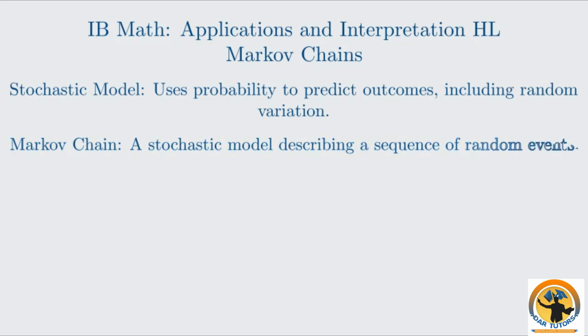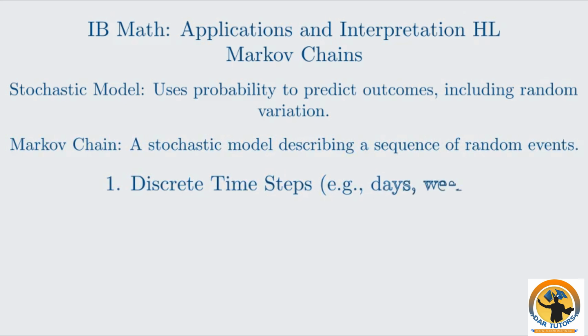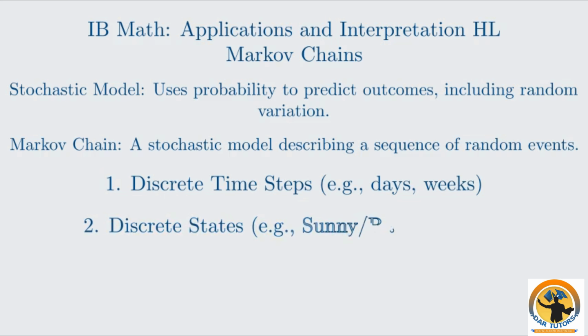It has three core characteristics. First, time is measured in discrete steps, like days, weeks, or years. It's not continuous. Second, the possible outcomes at each time step are called states. These states are the different conditions or positions the system can be in.